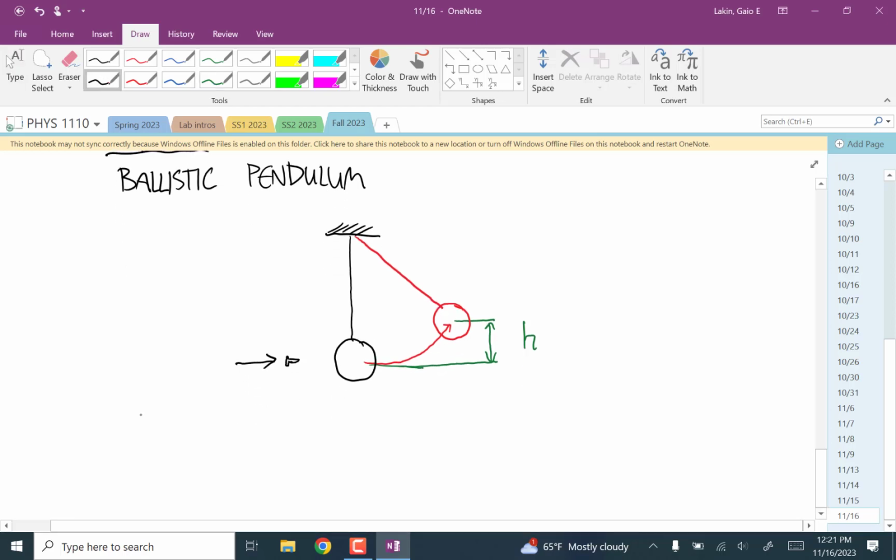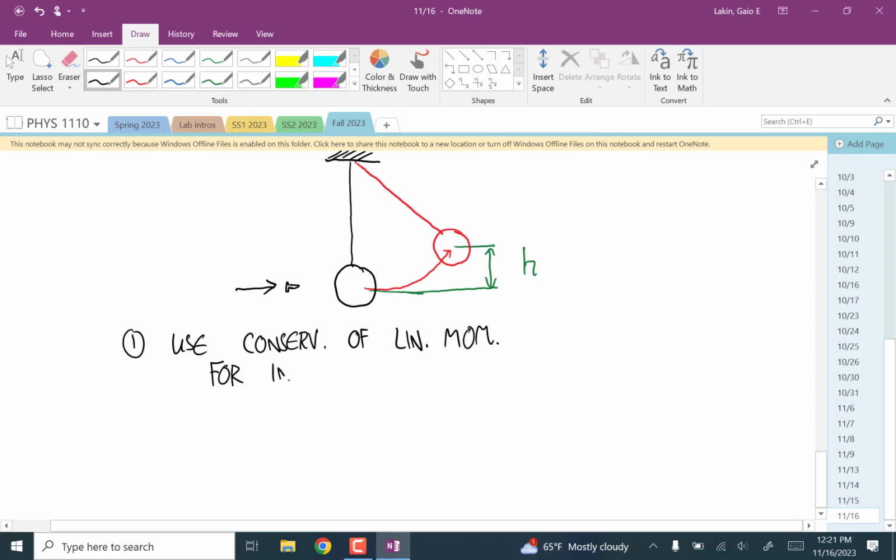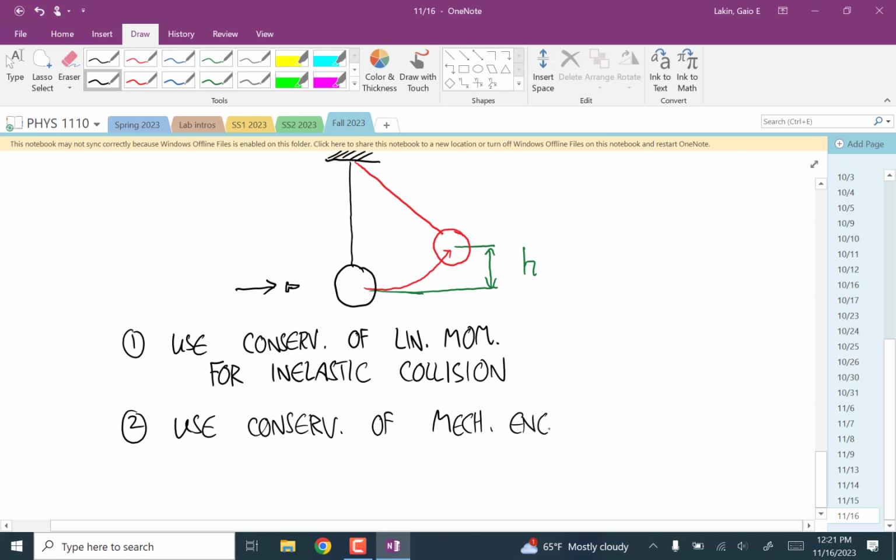So the way it works is you use conservation of linear momentum for the inelastic collision. And you use conservation of mechanical energy for the swinging part. Okay?